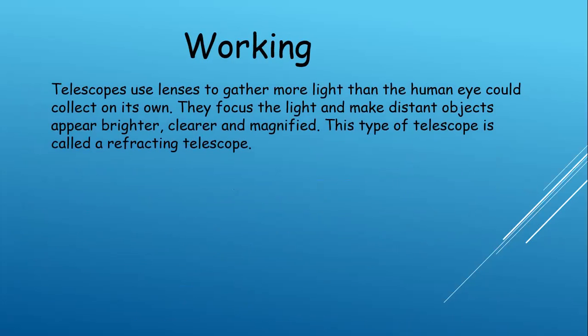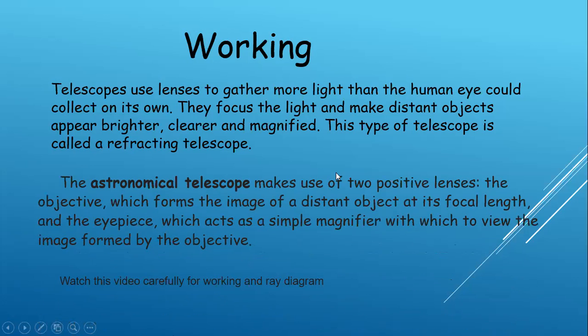Okay, now the working. Telescopes use lenses to gather more light than the human eye could collect on its own, because the objective is very big and has a very large focal length, so it collects more and more light from the distant object. Because of more light collection, the object appears brighter, clearer and magnified. How it is magnified we are going to see later with the help of the ray diagram. This type of telescope is called a refracting telescope.